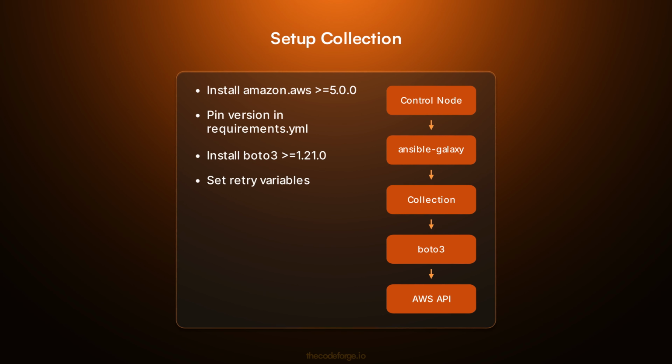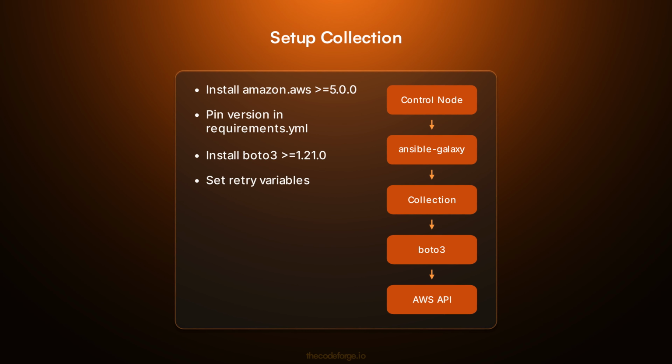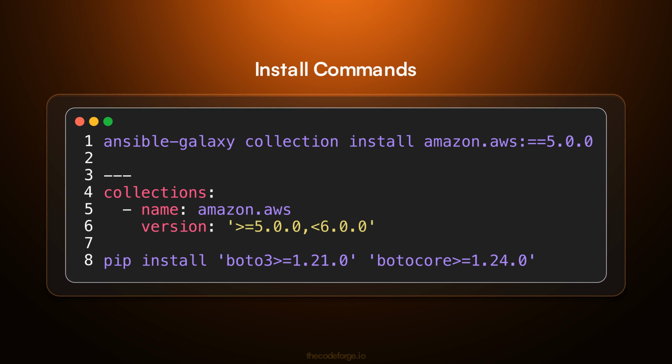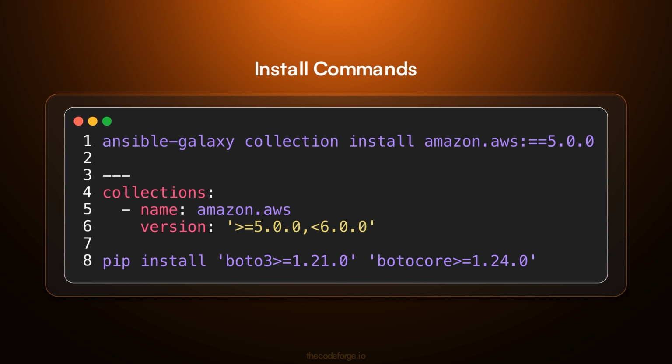First, install the Amazon Web Services collection and pin the version. Ensure Boto 3 and Botocore are up to date. Set global retry variables in group vars to handle eventual consistency. Use Ansible Galaxy to install the collection. Pin the version in requirements.yml. Install Boto 3 and Botocore on the control node.